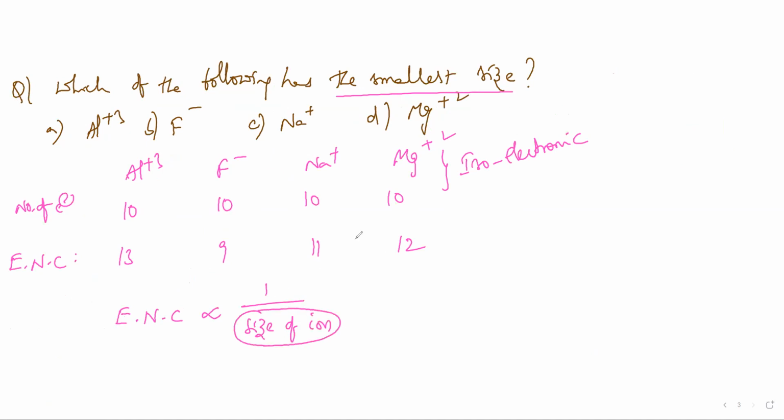What size do we need? Smallest. Inversely proportional means if you need the smallest ion, then effective nuclear charge should be highest. Where can you find the highest effective nuclear charge in the given options? 13 is the highest effective nuclear charge. So which ion is smallest here? Al plus 3. So this is about size of ions.